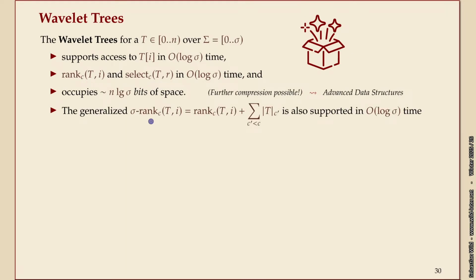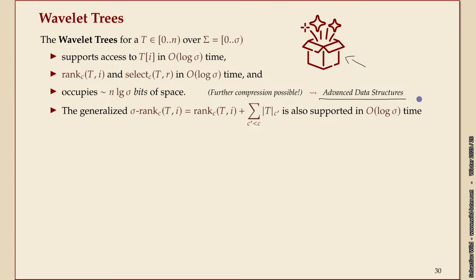You can also, for a character, define this sigma rank, which is the normal rank, plus all the occurrences of characters that precede this character in the alphabet. So for all C prime less than C in the alphabet, you add how many occurrences they have in the total text. That turns out to be exactly what we need, and wavelet trees can support that essentially natively, if you like. So you don't even have to puzzle that together separately. Sadly, we'll have to leave it with a promise that this somehow works. If you want to see how, then you need to come back next term. Now I committed to doing that, I guess.